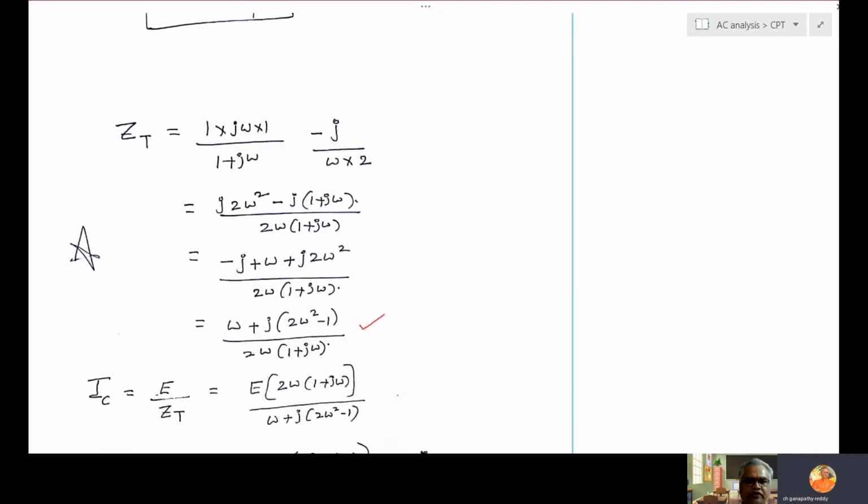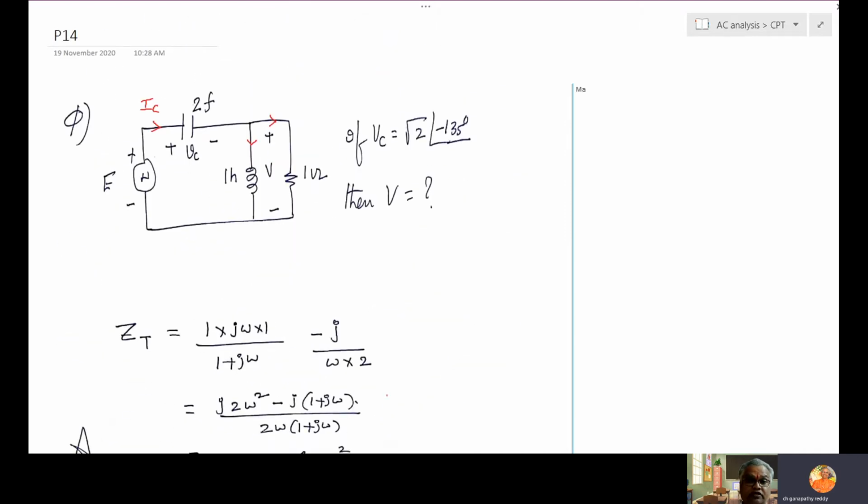Like this we have to find. So basically we are finding total impedance, then current multiplied with capacitor reactance, then VC, and that VC we equate with the given answer, compare angles, and find out omega. With the help of omega we find IC again, then IL multiplied with inductive reactance, then you got V.